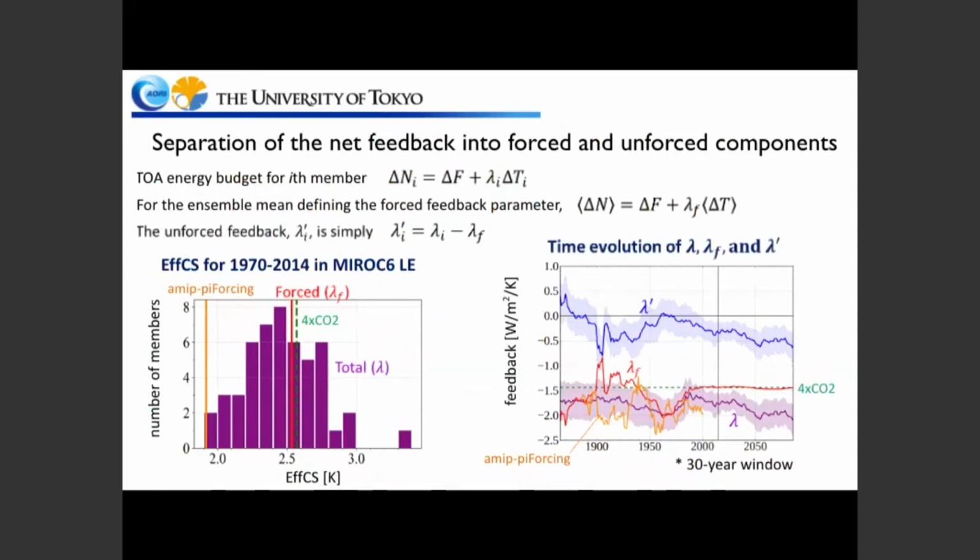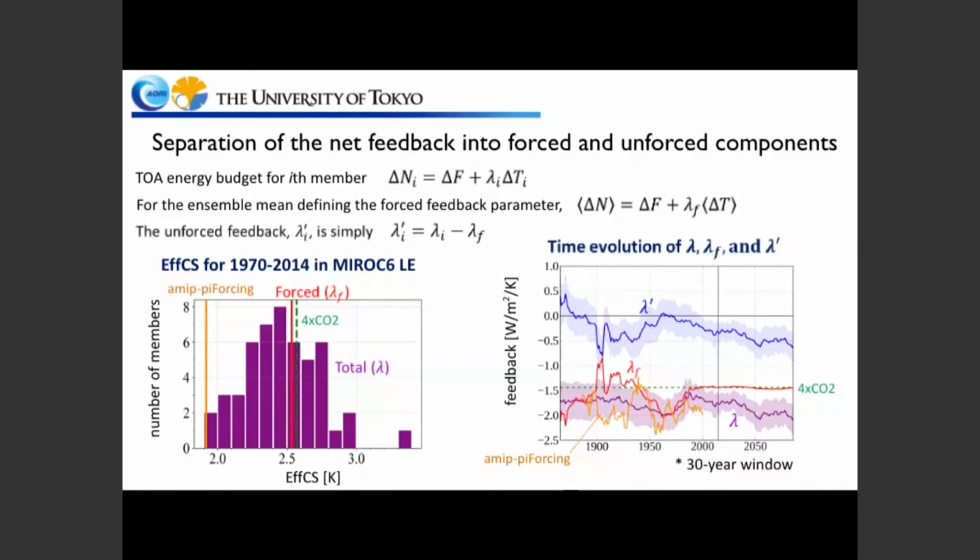First, we calculated the net feedback parameter for individual ensemble members using the conventional energy budget equation. Then we identified that the energy budget applies quite well to the ensemble mean quantities, which is indicated by the bracket. And this equation defines the forced component of the net feedback parameter, lambda f. And simply we can obtain the unforced component by taking the difference between the first one and the second one.